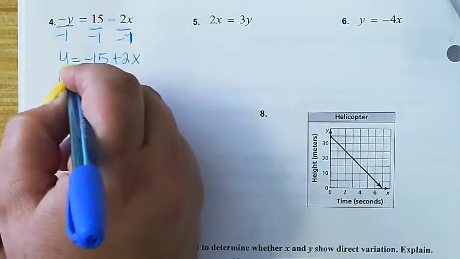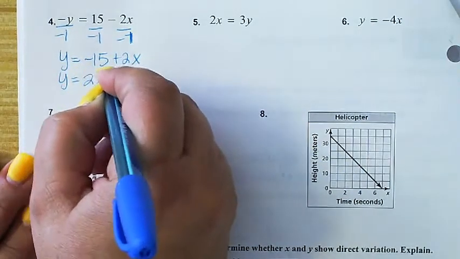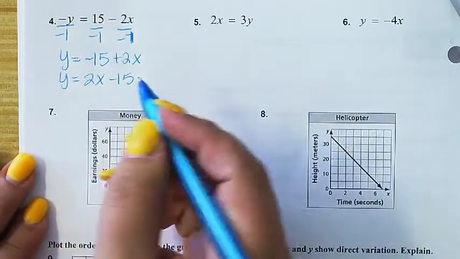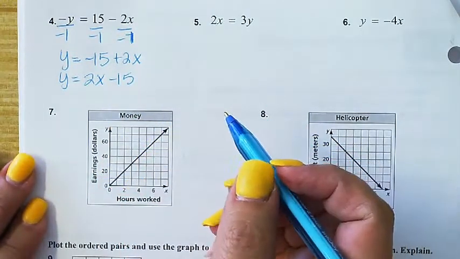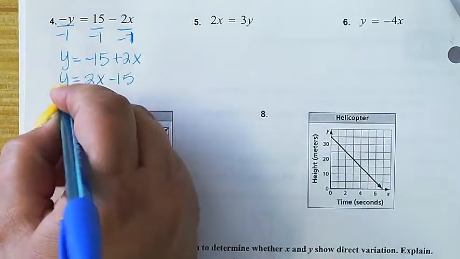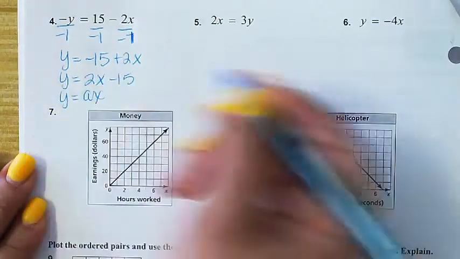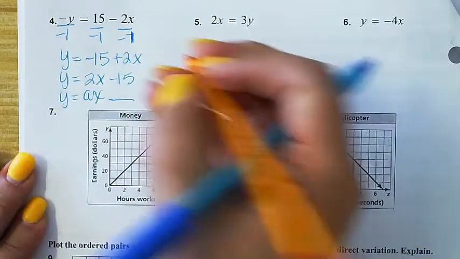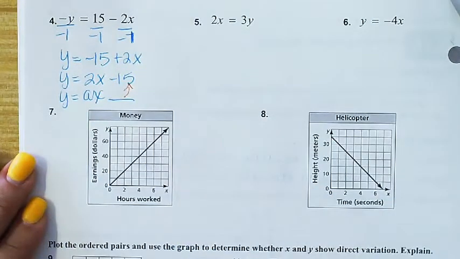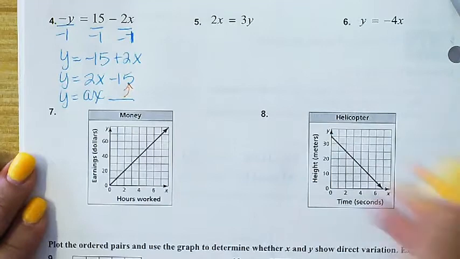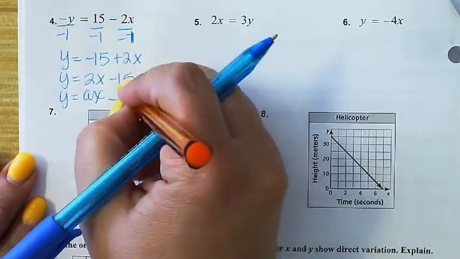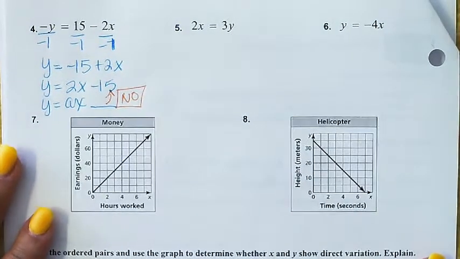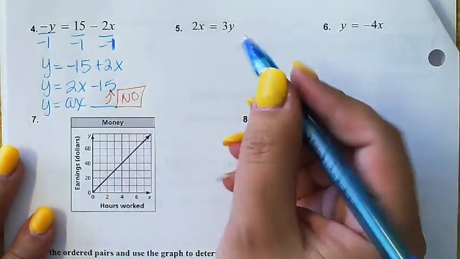And if it helps, rewrite it one more time and put that x term in front of the 15 so that it looks more like our traditional y equals mx plus b equation. Okay, but then we can ask ourselves, does this fit into that y equals ax mold? No, it doesn't. Once again, it's got that -15 y-intercept there. That is a deal breaker. So this one is not direct variation.